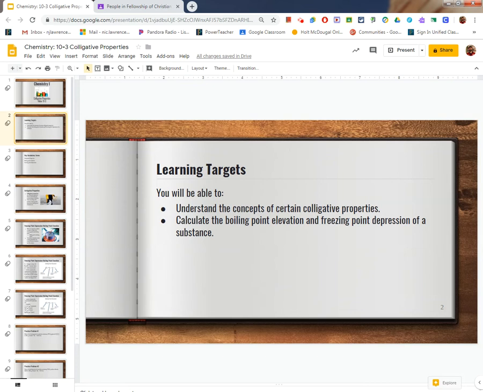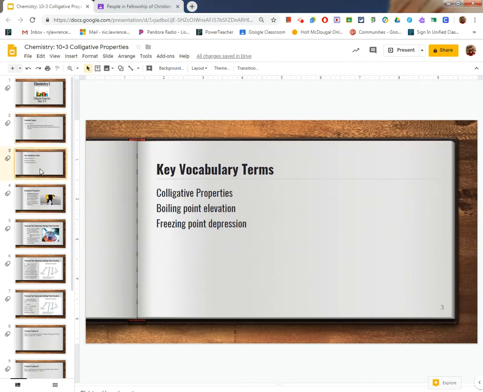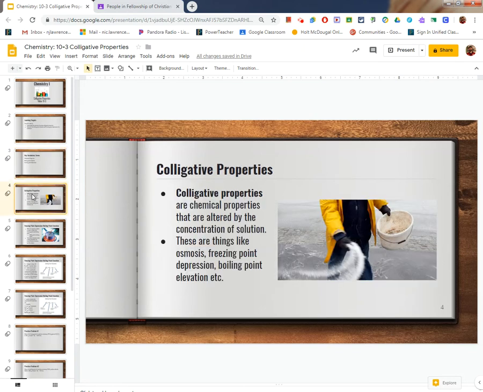In this video, we're going to be understanding the concept of colligative properties, and then we're going to learn how to calculate the boiling point elevation and the freezing point depression. So as we get started, you're going to want your calculator out, and then of course your notes and your pen. So here we go.